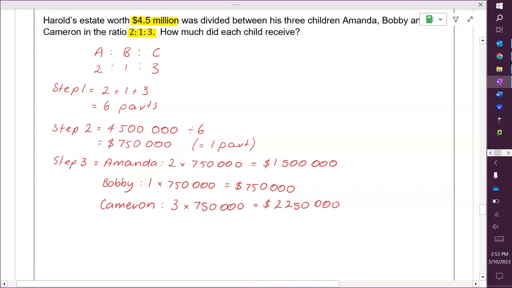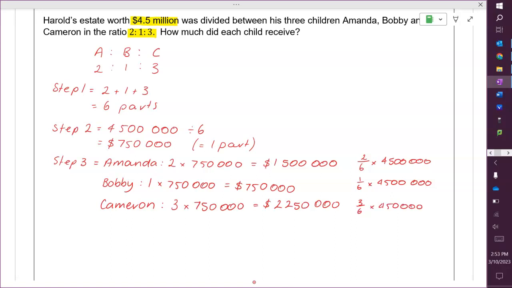So there could be other ways to do this. It might be that people work it out saying, well, for Amanda, it would be 2 over 6 times 4,500,000. For Bobby, this would be 1 over 6 times our 4.5 million. And for Cameron, this would be 3 out of 6 times our 4.5 million. Both ways are going to give you the same answer. It's just a different way of looking at it. If you're breaking it up into parts like this, it makes sense to then do the multiplication, but this is another way that you can work that out.